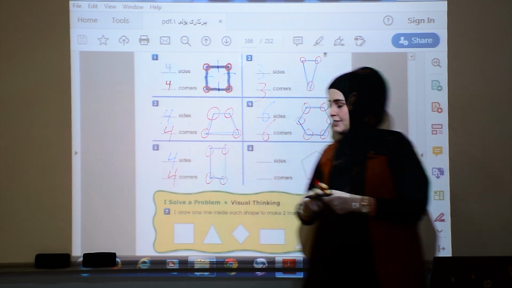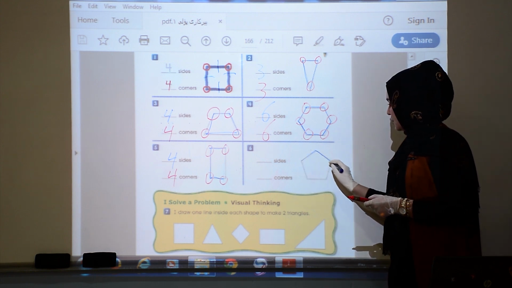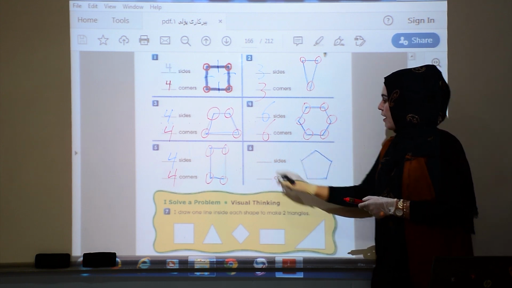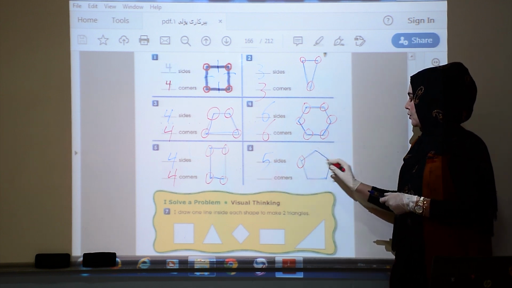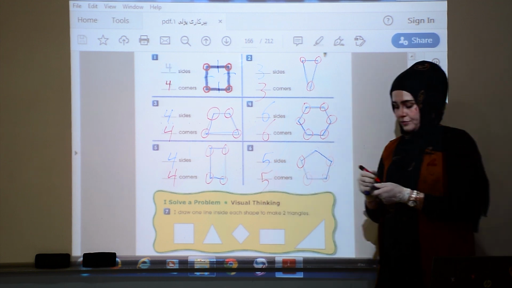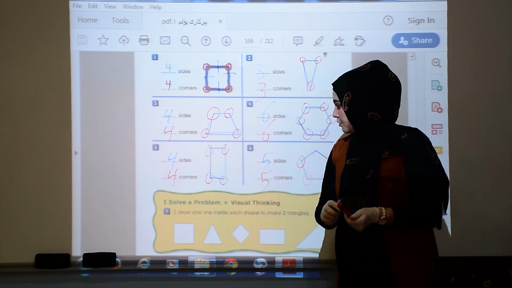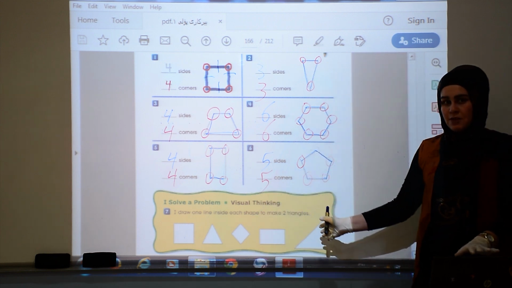4 corners. And from there also I plot them 1, 2, 3, 4, 5. And I count the corner 1, 2, 3, 4, 5. So I write 5. Now for the problem solution number 7, we have some shapes.